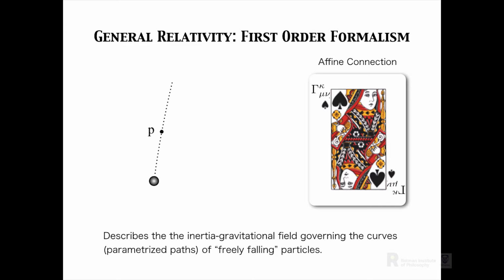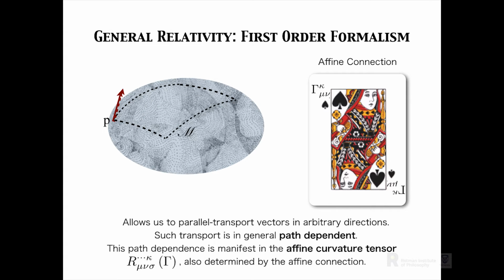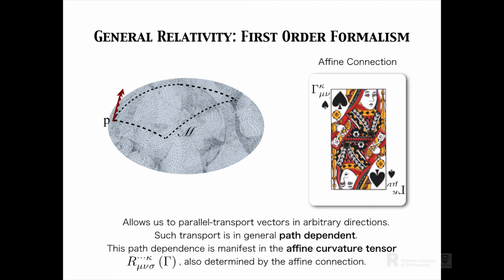Affine connection, on the other hand, represents the inertial gravitational field and describes the paths, or actually the curves, which are parameterized paths of freely falling particles. By freely falling, we just mean under the influence of gravity only. It also defines the affine covariant derivative, which is used to generate autoparallel curves. It also allows us to parallel transport vectors in arbitrary directions, and such transport is in general path dependent, and the path dependence is manifest in the curvature tensor, which I denote R this time to distinguish it from the metric-based one, and this one depends only on the affine connection. So you know that if you transport a vector in a loop, you might not come back with the same vector you started with.